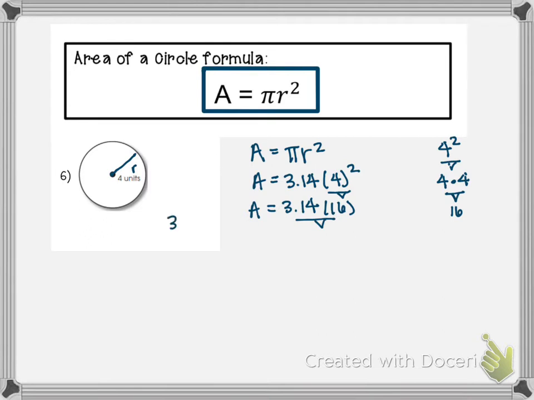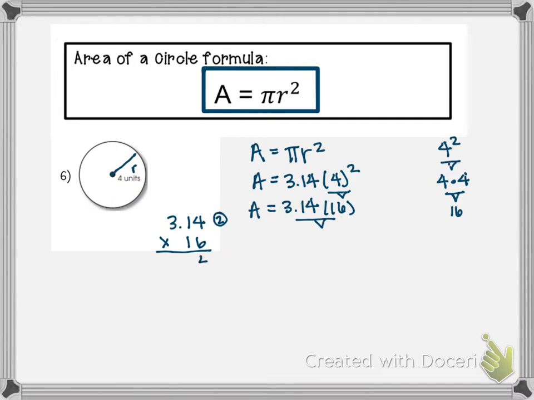So we have 3.14 times 16. Remember, the number with the most digits goes on top. So we have 2 numbers to the right of the decimal, so I'm going to write that 2 over there and keep it for later. And then now we're ready to multiply.